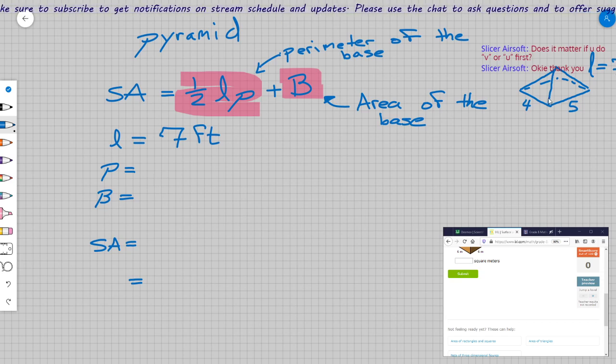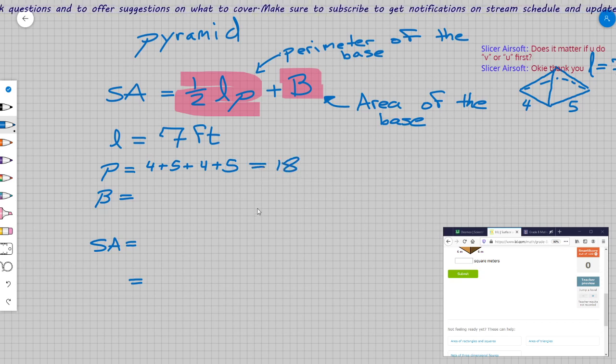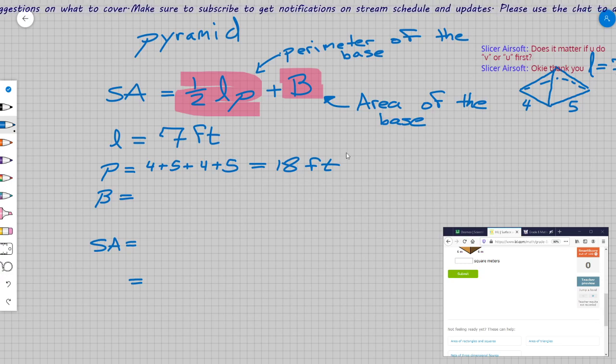Now I want the perimeter, so if I add all these up, you could do 4 plus 5 plus, what is this back here? Well, if this is 4 and this is 4, it's a rectangle, so 4 plus 4 plus 5 plus 5. You could do it that way, or do 2 times 4 plus 2 times 5. Either works, and you still get the same answer of 18 feet.